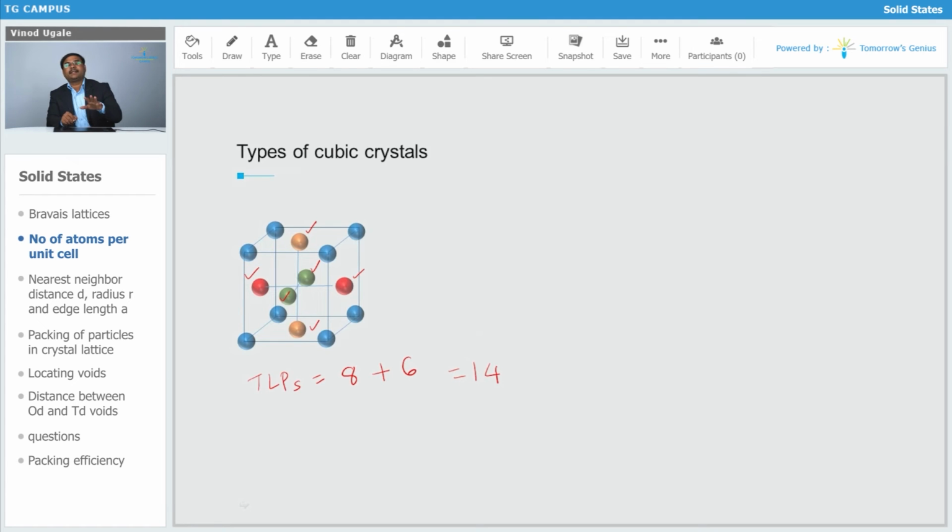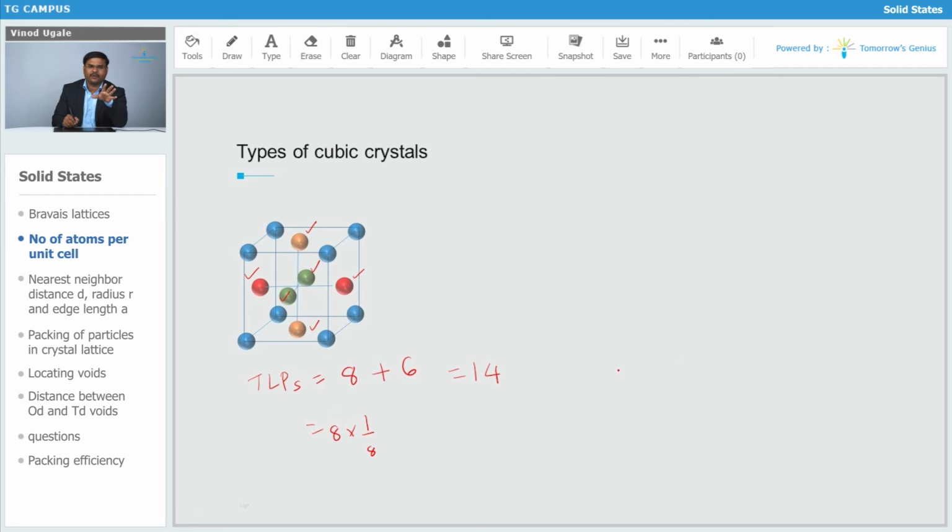Now let's see how many atoms are going to be there. We want the value of Z. For the corner we know how to calculate: 8 into 1/8. So in total it is going to be 1. Now what about the constituent particles which are at the faces? Are they shared by the unit cells?